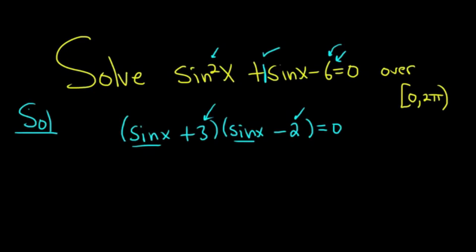Yep, looks good. So you have a product equal to 0, so we set each piece equal to 0. So sine x plus 3 equals 0, and sine x minus 2 equals 0.